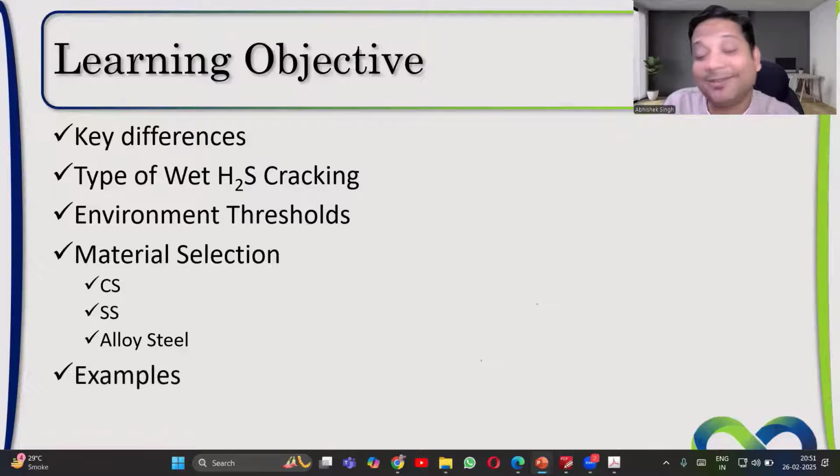Then at the end, we'll take some examples. I'll cite different conditions and you will tell me which material to use. Do you think that will be good? I'll give you 4 examples, 4 conditions, and you will tell me in that scenario which material will be useful. If you think that is going to be a useful exercise, give me a thumbs up in the chat. If you're not excited, I'll try to skip that.